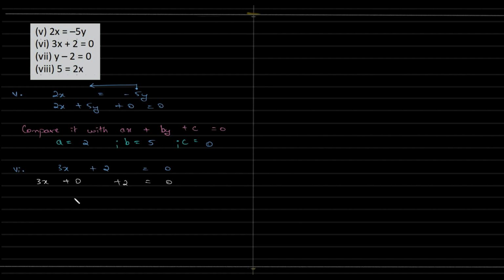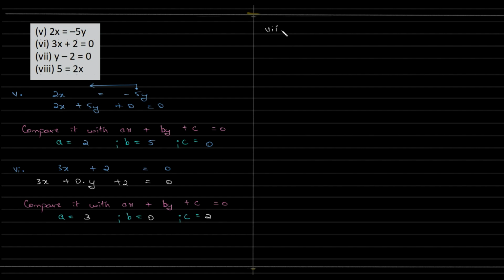We can add so many zeros. Now to this 0, I'll multiply with y, because 0 into y is 0 itself. And we can add 0. And so now we can end up with this. A is 3, B is 0 and C is 2.